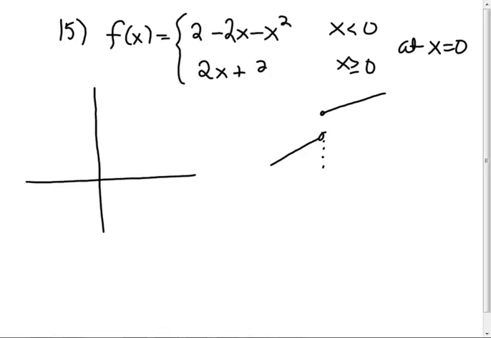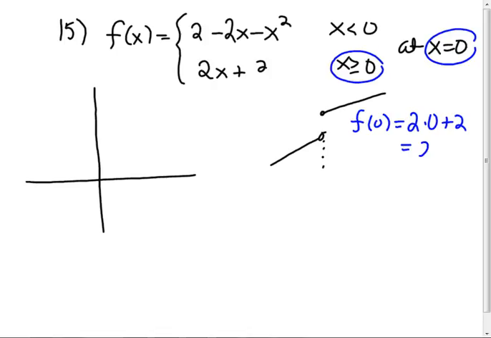Well, let's find out. How do you know if it's continuous? First, now this is at 0. So what's f of 0? Which formula am I going to use? First one or second one? Nope. This is including the 0. So it's 2 times 0 plus 2. So that's 2. If it's continuous, the limit from the left has to equal the limit from the right.